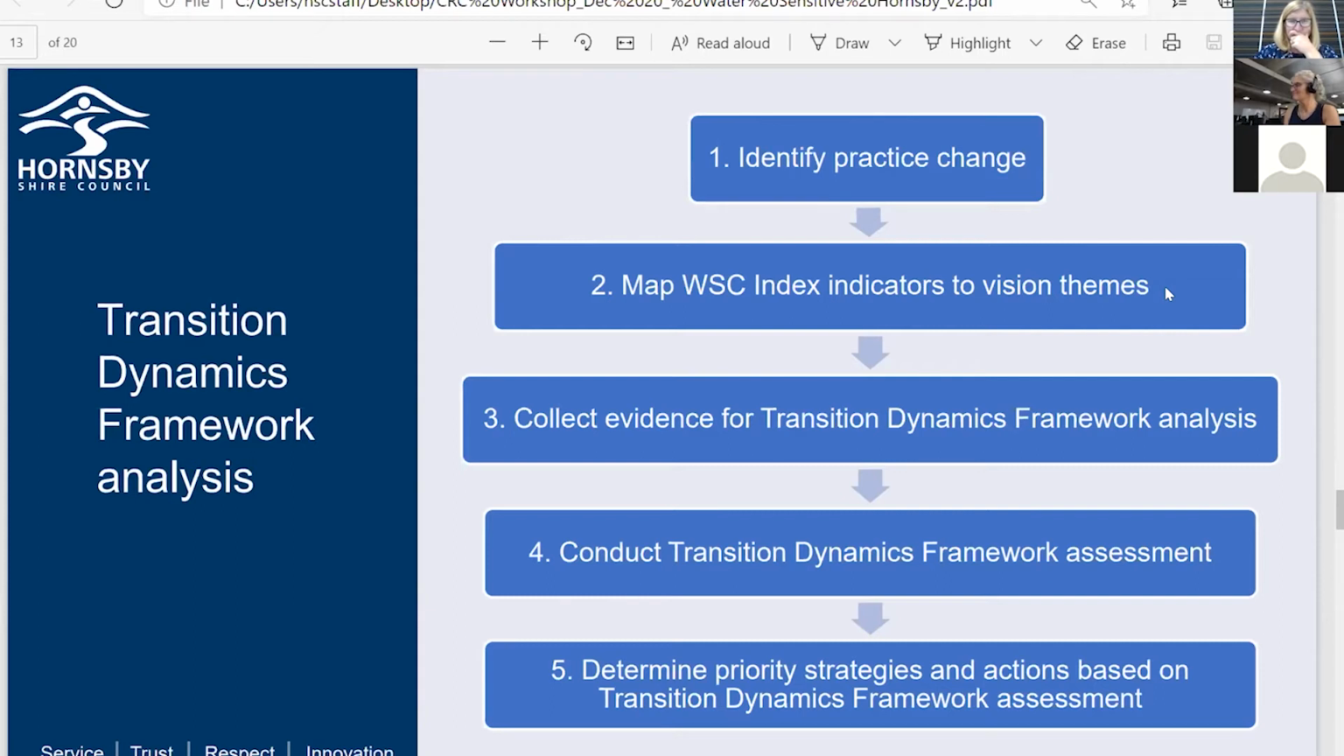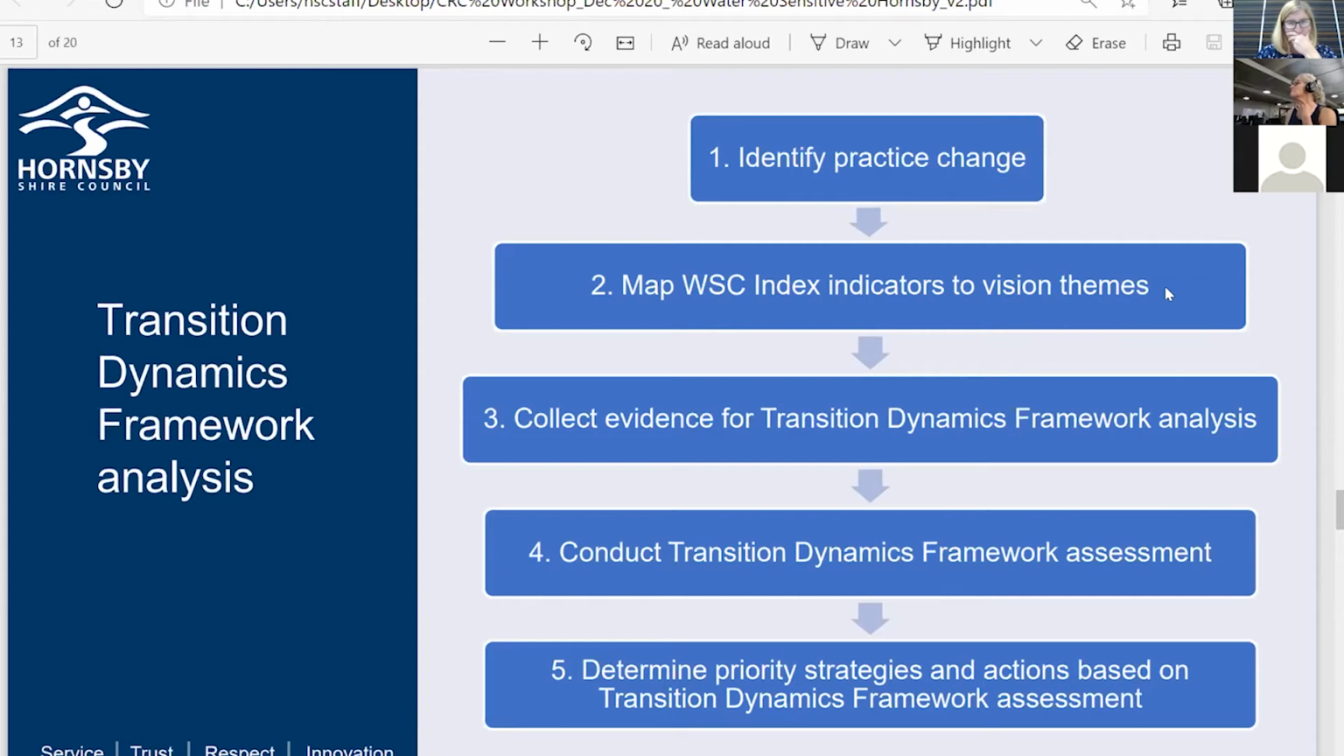We then mapped the index to themes, so how strategy and actions progress the themes and indicators for a water sensitive city. We then collected evidence for the transition dynamics framework. So we collected this evidence through the benchmarking processes, through targeted discussions that identified enabling factors. For example, in regards to one of the enabling factors around champions, we looked at where they were present and where they were missing. Then we obviously applied the transition dynamics framework to the process, and the CRC went through this process.